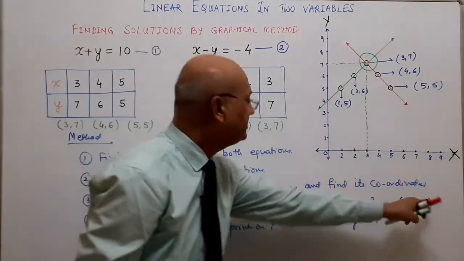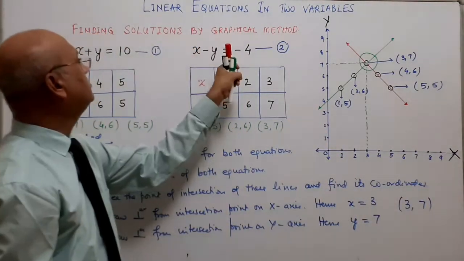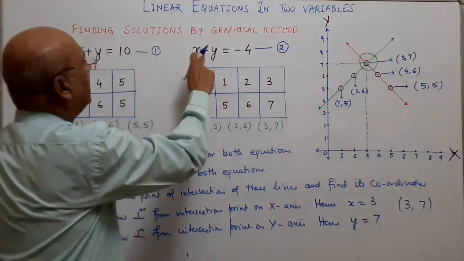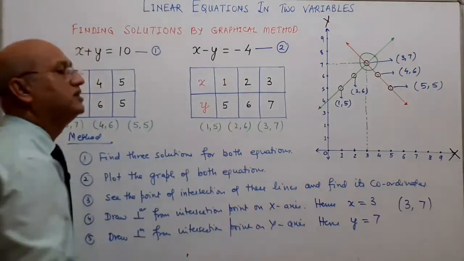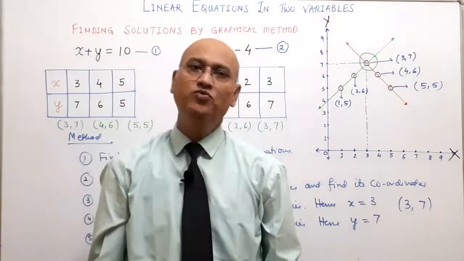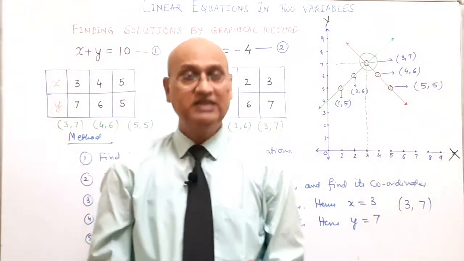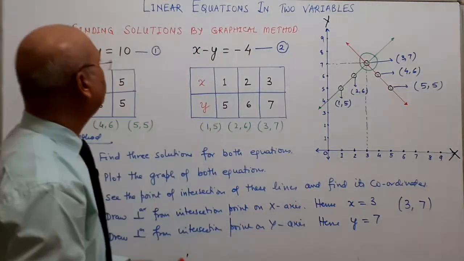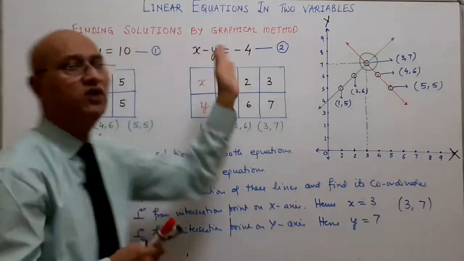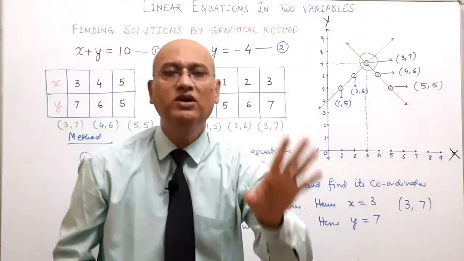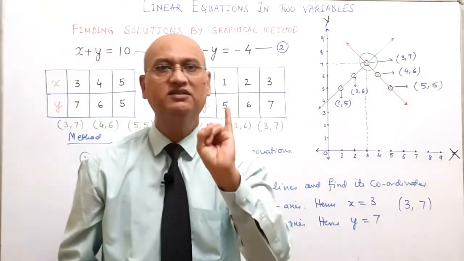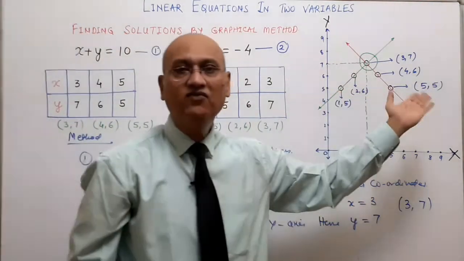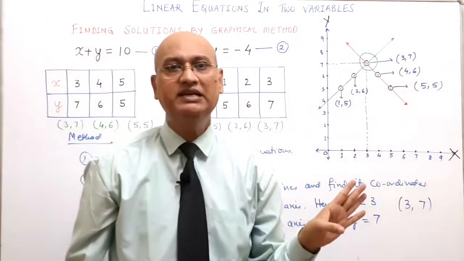So 3, 7 will be the common solution for the equations x plus y is equal to 10 and x minus y is equal to minus 4. I hope you must have understood. I just want to repeat once again what I have done here exactly. Simply, if you are given two equations, you have to find 3 solutions first, 3 solutions for each equation. Mark them on the graph. We know that you are going to get two straight lines.